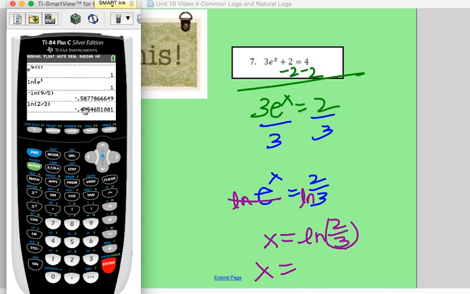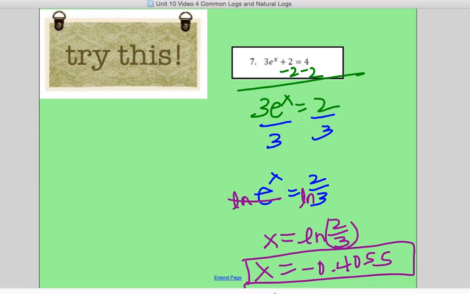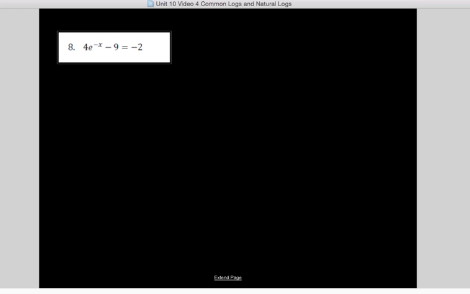I get negative 0.405. This 6 tells me to round this up, so negative 0.4055. Okay, that is example 7. Moving on to example 8.